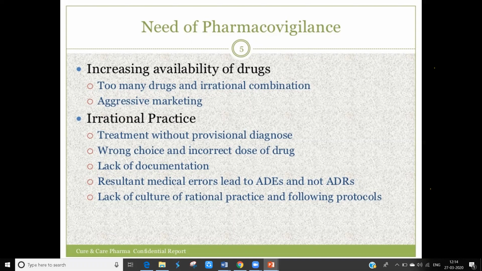So that's why, adverse drug event means there is no actual causal relationship with the drug, but the drug can also have contributed a little bit, but not fully. So then we call it an adverse drug event. But if we say adverse drug reaction, it's 100% sure that the drug alone has caused it.